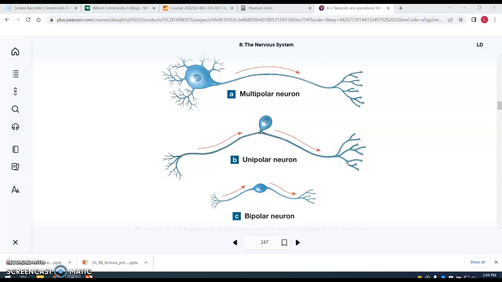This is part 2 of the Chapter 8 lecture notes. We had left off talking about 3 of the different neurons as far as differences in structure.